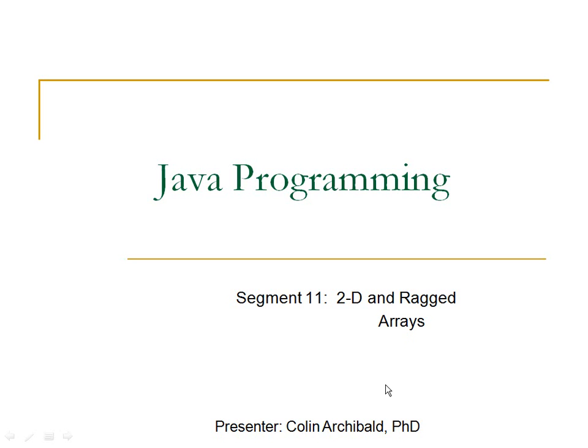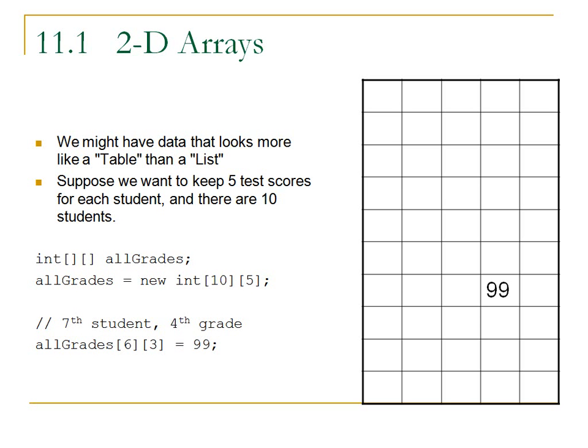Well, hello, welcome back. We're going to look at two-dimensional arrays now and also ragged arrays. So let's go right to it and say, well, we might have data that looks more like a table than a list. So suppose we have 10 students who have taken 5 tests and we want in one of these cells to represent a test grade.